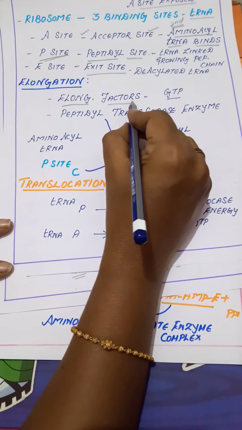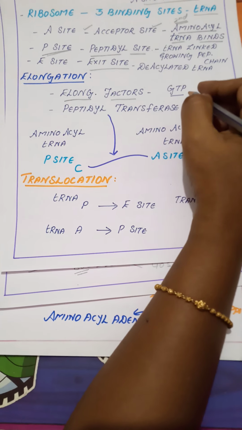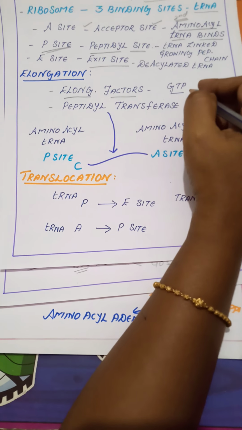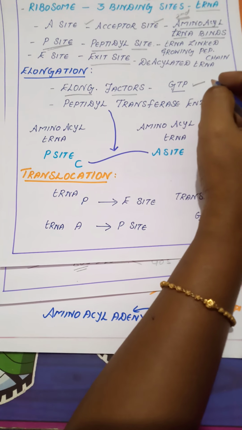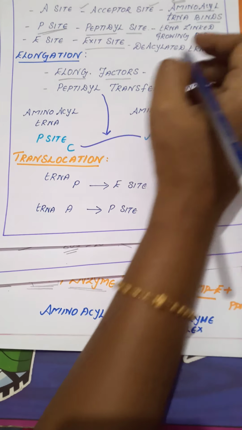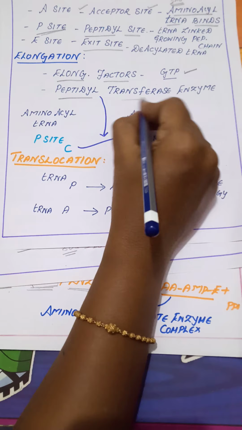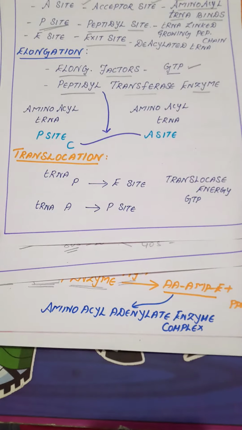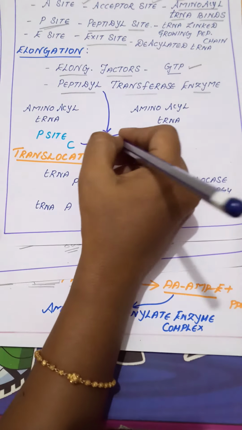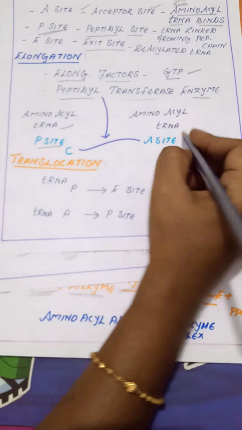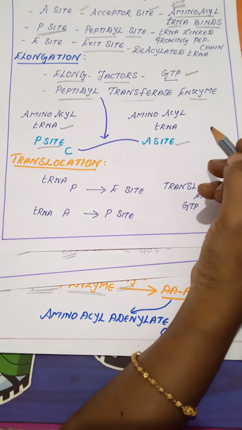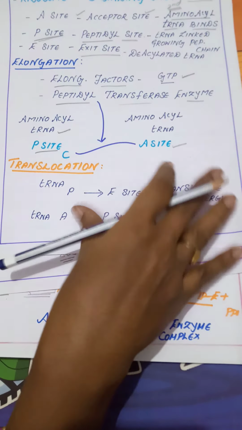Elongation factors. For the binding, for the initiation factors as well as elongation factors, that requires energy, which gets supplied in the form of GTP. Okay, and they require the peptidyl transferase enzyme. Peptidyl transferase enzyme helps in the formation of a peptide bond between the tRNA present in the P site and the tRNA present in the A site. Okay, that peptide bond is formed here.